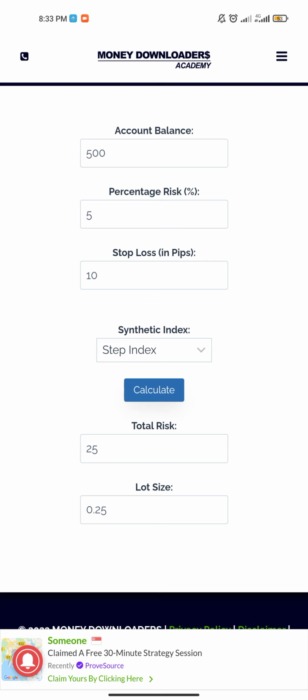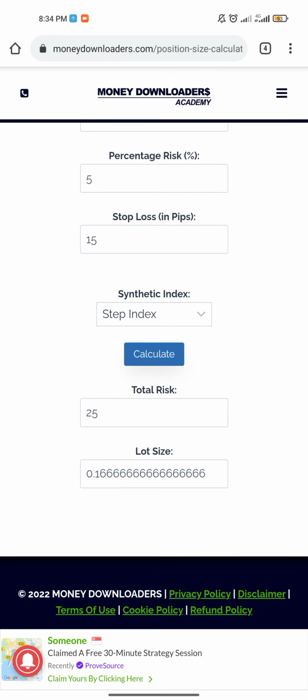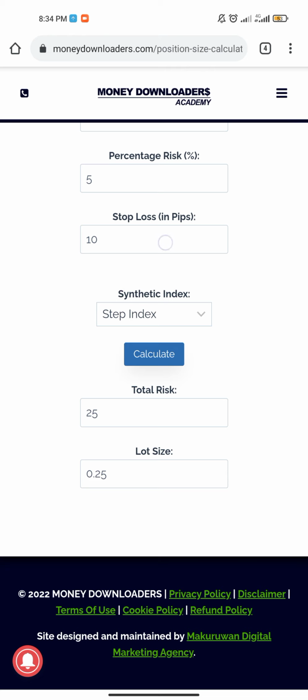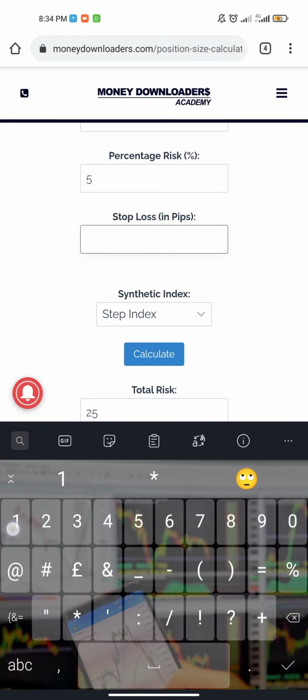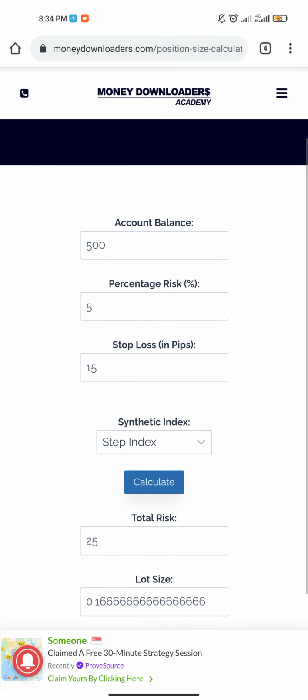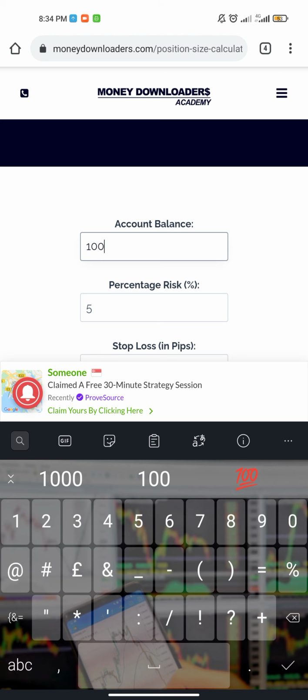Let's say our stop loss is now 15 pips. Calculate. You see the loss size that was recommended for us. When it was 10 pips, what loss size was recommended? 0.25. Now we have a 15 pip stop loss, 0.16, still risking the same amount. Now for the last example, let's increase our capital to $1,000.